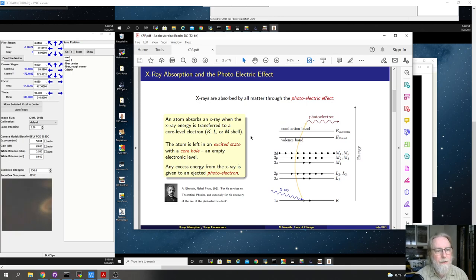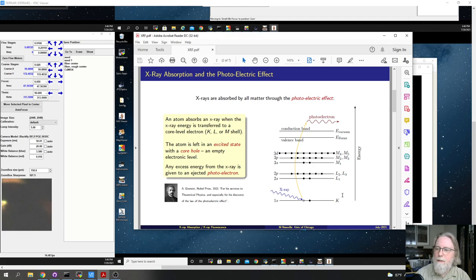So X-rays are absorbed by stuff through the photoelectric effect. That is, an X-ray goes in, it gets destroyed as its energy is absorbed by an atom, and that atom may have a little excess energy from the X-ray, so that might eject a photoelectron from the deep core level. So the atom absorbs an X-ray when the X-ray energy is transferred to a core level electron. We make a hole in the atom when we absorb by kicking out or absorbing a 1s or K level.